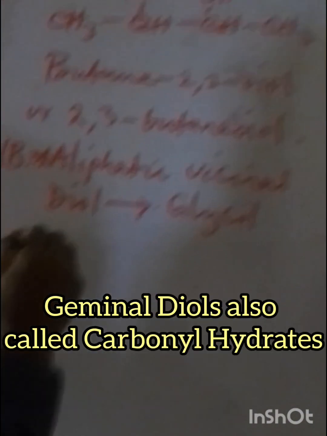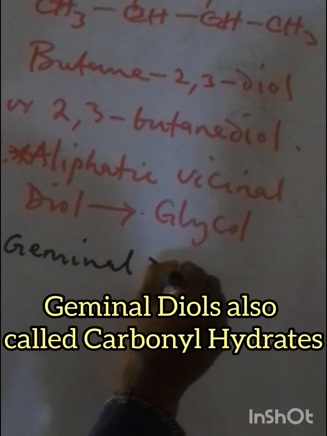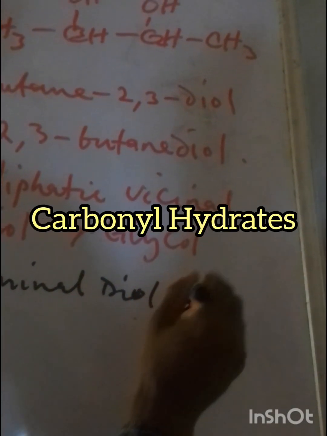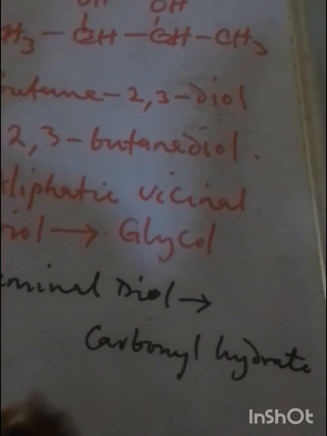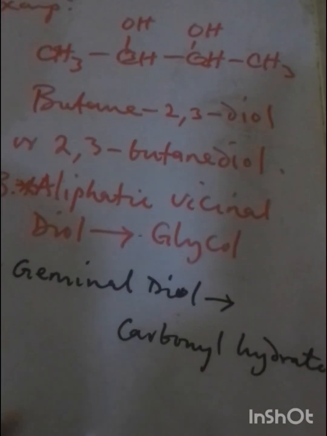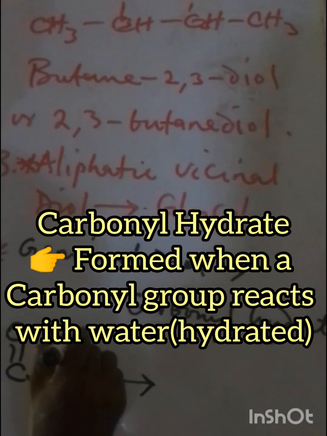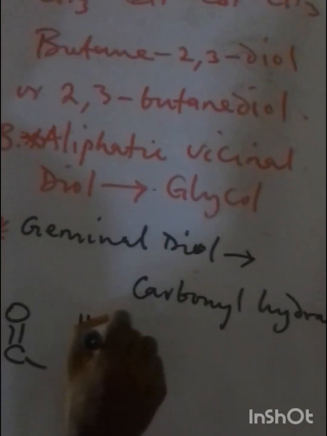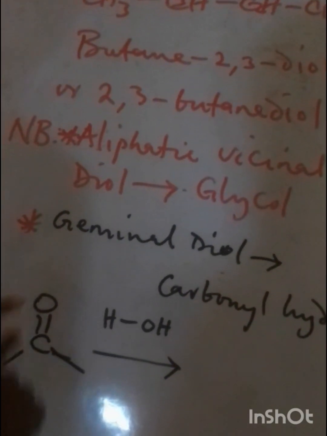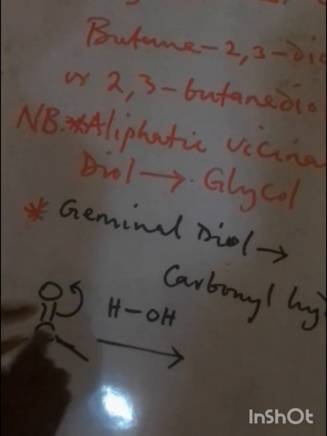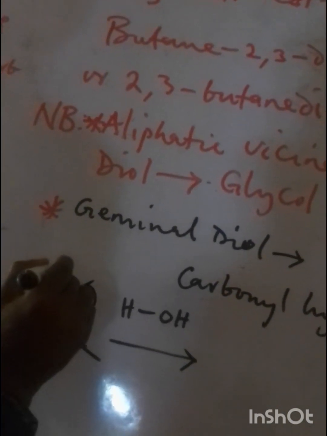The other name is carbonyl hydrate. Carbonyl hydrate is just what is formed when a carbonyl group, CO, is hydrated. That is, water is added. This is water. When water is added here, because oxygen is more electronegative than carbon, it will withdraw the electron from the double bond, leaving carbon with positive charge and itself negative charge.